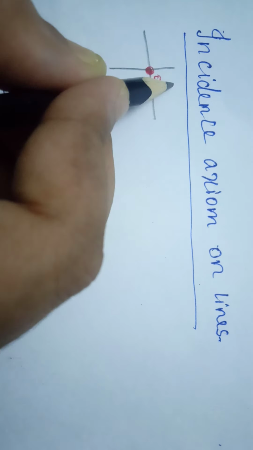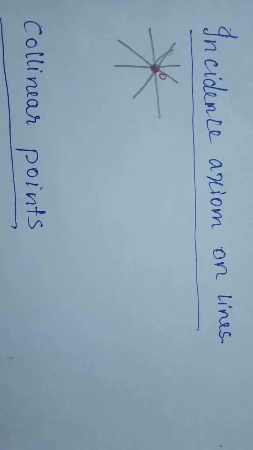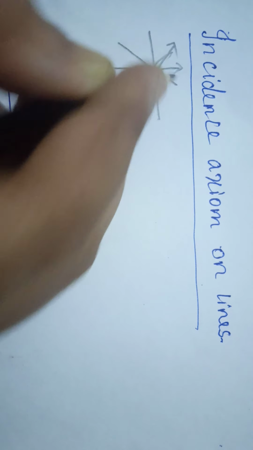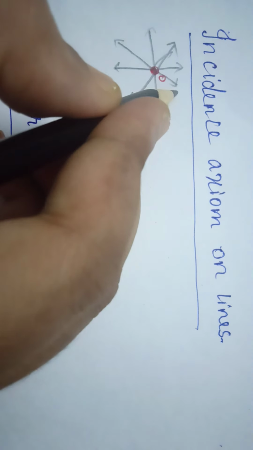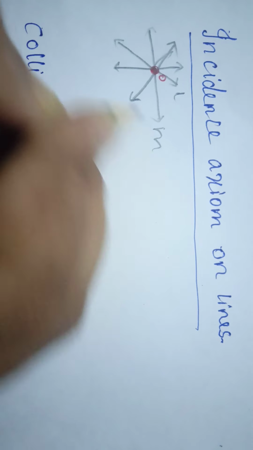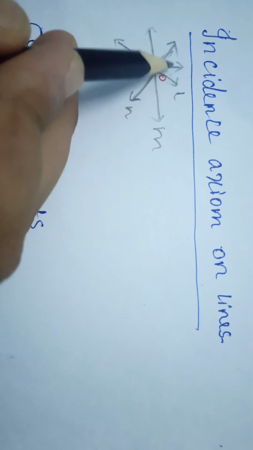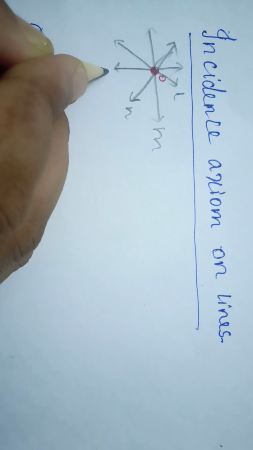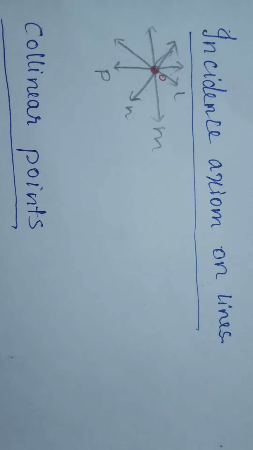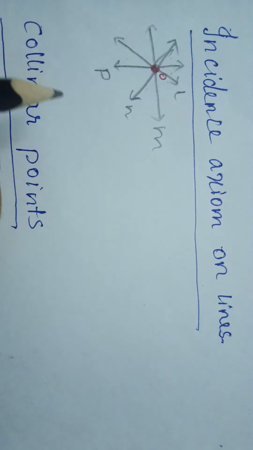This is one line, this is one line, this is one line. Still many lines are passing through it. I have to represent lines with arrows. Now I have given one name to each line. This is L, this is M, and this is N. I have drawn four lines, and this one is P. So L, M, N and P, four lines I have drawn. This is one of the incidence axioms on lines.